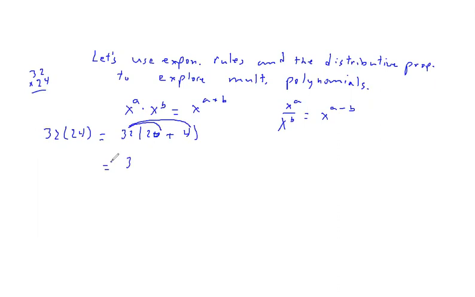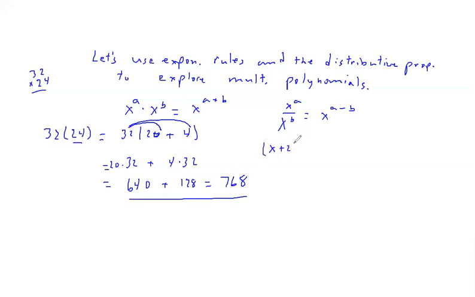So I get 20 times 32 plus 4 times 32. And 20 times 32 is what, 640 plus 128. So I end up with 768. Now, I don't really care that much about these numbers, but what I want to show you is how I split up 24 and then multiplied or distributed that 32 in there.